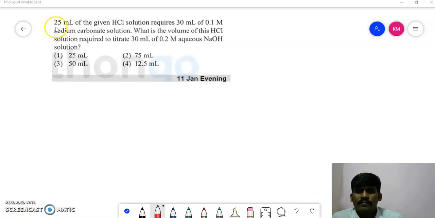Now the next question, if you see, that is 25 ml of the given HCl. So your volume is given. I can mark it as V1, and which requires 30 ml, that is volume V2 given, and 0.1 molar, this we will convert into normality, of sodium carbonate solution. What is the volume of this HCl solution required to titrate 30 ml of 0.2 molar aqueous NaOH solution? This question was given in JEE Mains 2019, on January 11th afternoon session.